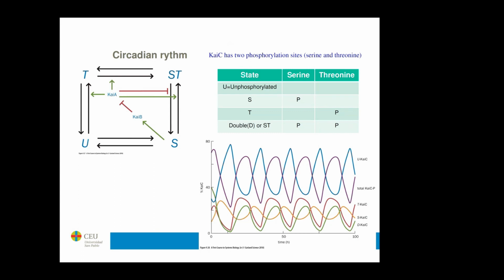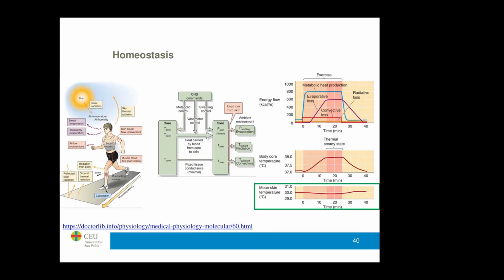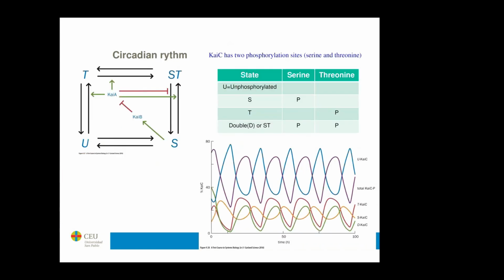So for instance, you can have this protein. This protein has two phosphorylation sites. So there are two amino acids that can be phosphorylated. And then you have four states. So you have an unphosphorylated state, a state S where only the serine has been phosphorylated, another state T where the threonine has been phosphorylated, and a state D where both are phosphorylated.